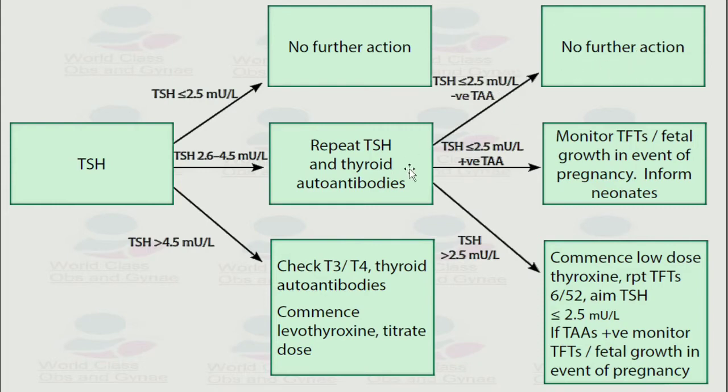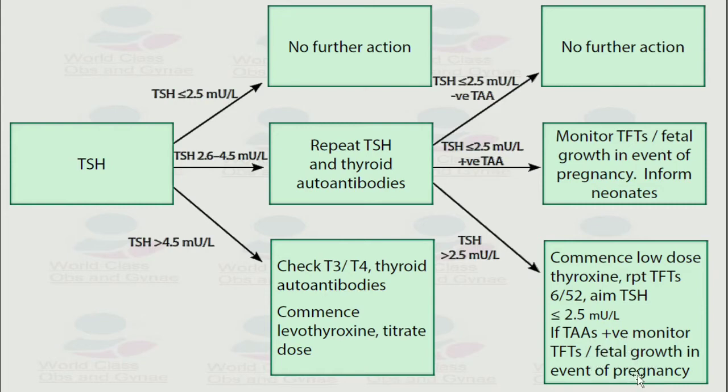But if TSH is less than or equal to 2.5 milliunit per liter but thyroid autoantibodies are positive, then we have to monitor TFTs and fetal growth in the event of pregnancy, and we have to inform neonates. If TSH is more than 2.5 milliunit per liter, then we have to commence a low dose of thyroxine, repeat TFTs by 6/52, meaning after 6 weeks, and aim for a TSH of less than 2.5 milliunit per liter. If thyroid autoantibodies are positive, monitor TFTs and fetal growth in the event of pregnancy.